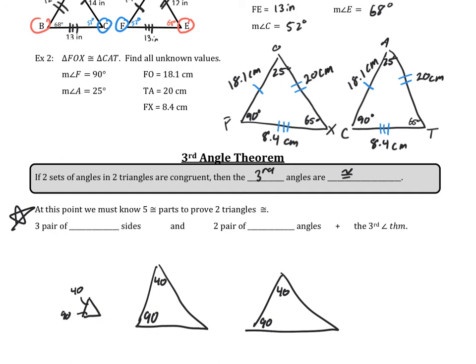So first thing that we can know is if we have all three pairs of congruent sides, then we know that the angles are going to be congruent. And if we have that and 2 pairs of congruent angles, then with that third angle theorem, we know that the 2 triangles are going to be congruent. So we need those 3 sides for now. We do need the 2 angles, and then the third angle theorem picks up that last 6th piece of the angle.